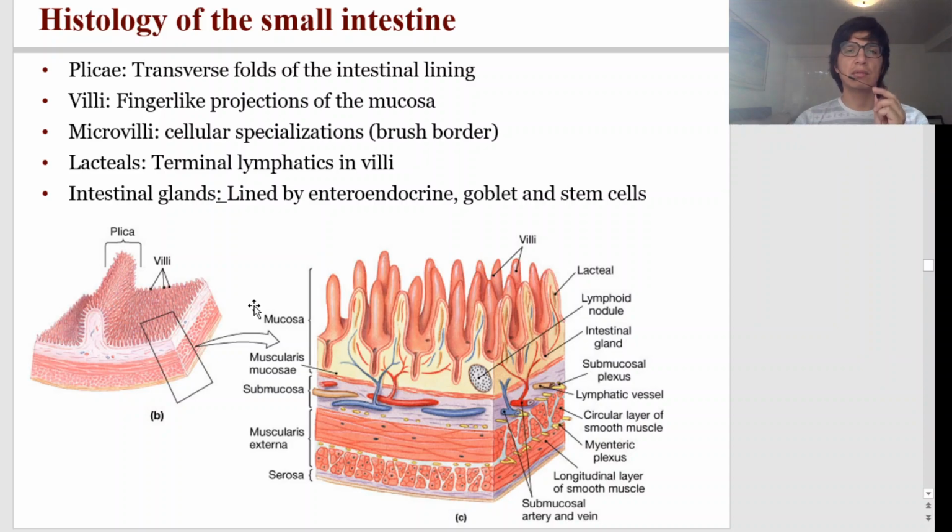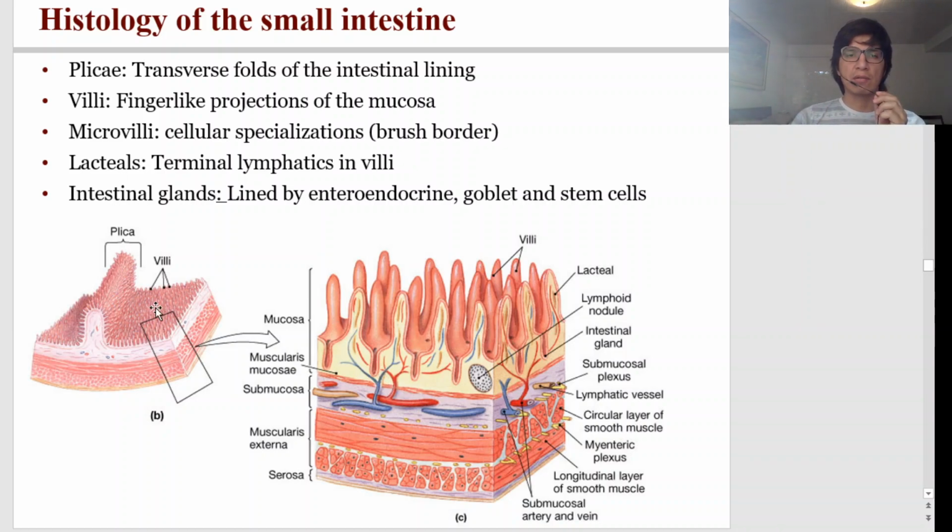Histology of the small intestine, we have these specializations, the plicae, these folds of the intestinal lining. These are folds of the submucosa and everything that follows it. You have several villi present, and within the surface of these villi, you will see microvilli, which is known as a brush border, all of which increase surface area.